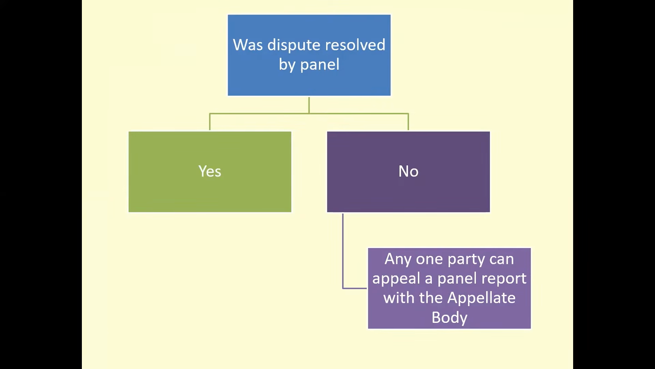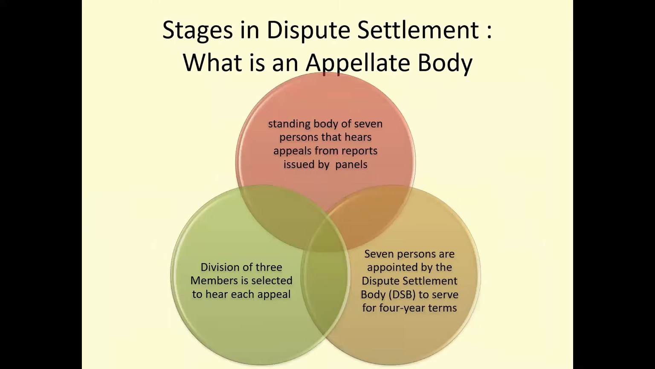In case one or both sides are not satisfied with the panel finding, they can file an appeal with the appellate body. Now, before understanding how appeals are heard by the dispute settlement body, one must know what an appellate body is. So, an appellate body is a standing body of 7 persons that hears appeals from the reports issued by the panels in disputes brought by WTO members. These 7 persons are appointed by the dispute settlement body to serve a 4-year term. A division of 3 members is elected to hear each appeal.